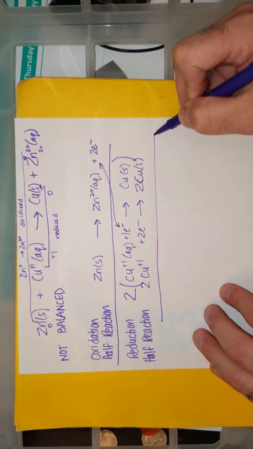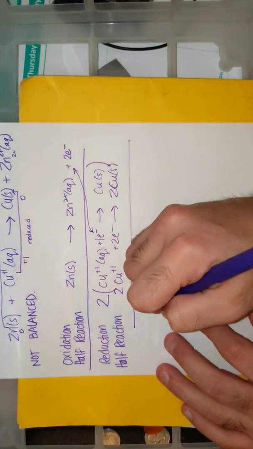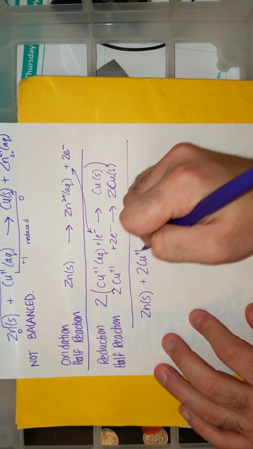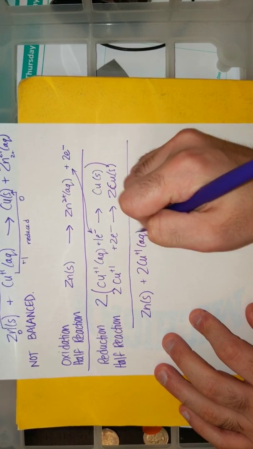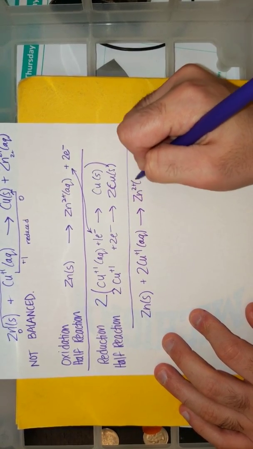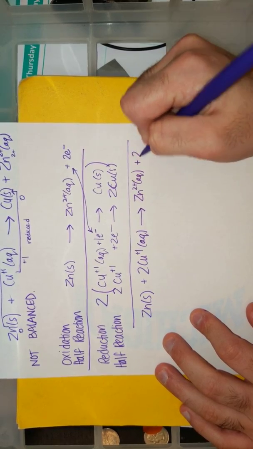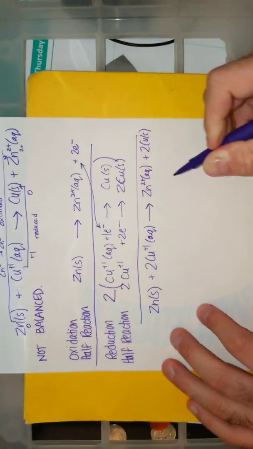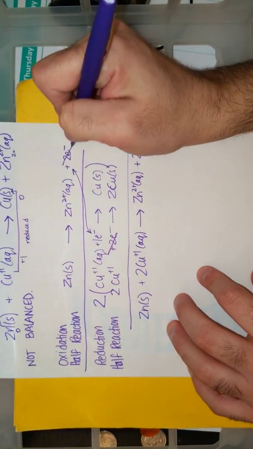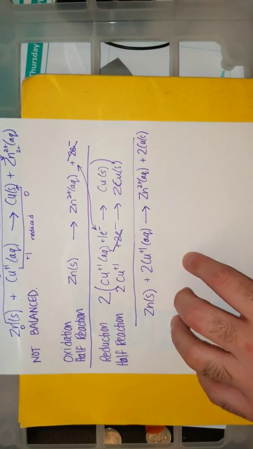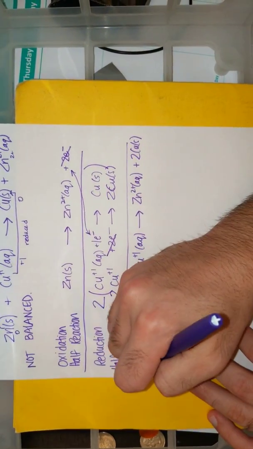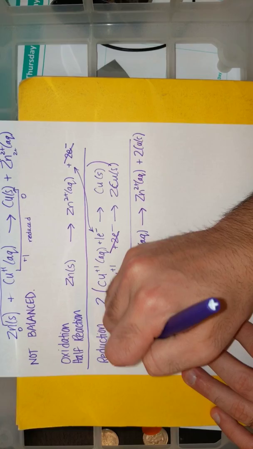And if I add both these half reactions together, I'll get zinc solid plus 2 copper plus 1 aqueous yields zinc 2 plus aqueous plus 2 copper solid. And notice how I didn't put in the electrons. They cancel out. You have 2 electrons on the right and 2 electrons on the left. This would be my overall balanced redox reaction.